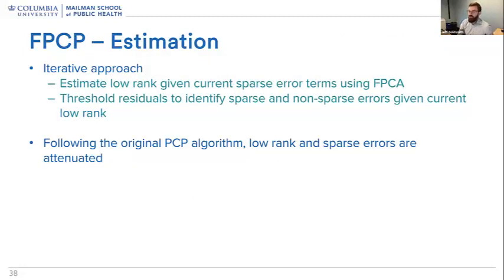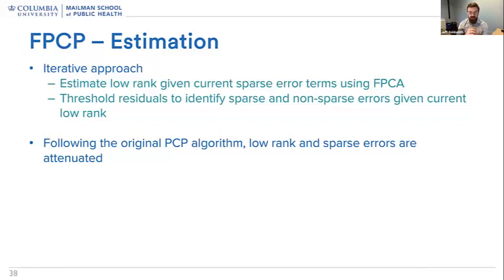The estimation framework is not super surprising. It's iterative in the same way. You come up with some idea about what the sparse error is going to be. Given that sparse error, you can subtract out the large outliers and then do principal components analysis to get the low rank structure. Then given that low rank structure, you can see what error terms are too large in magnitude to be plausible, just noise around the mean, and you iterate between these two different things.